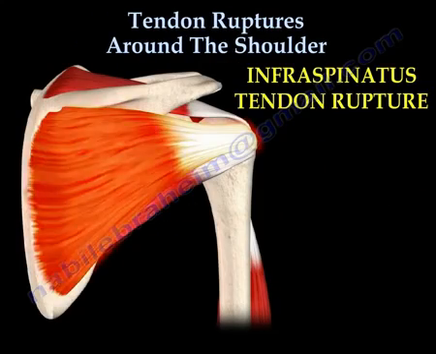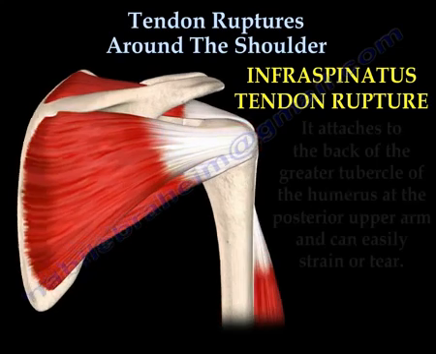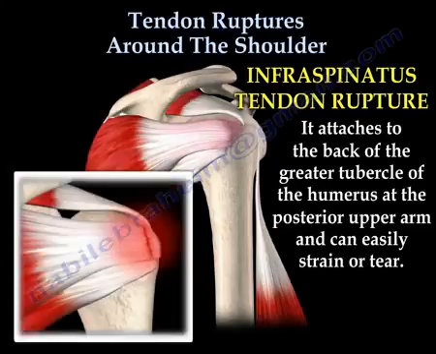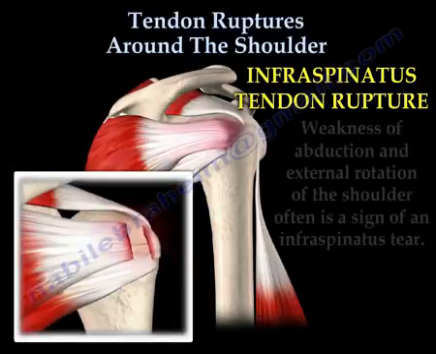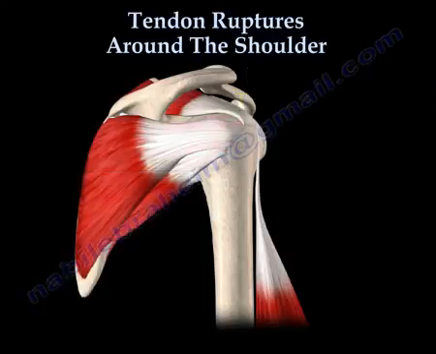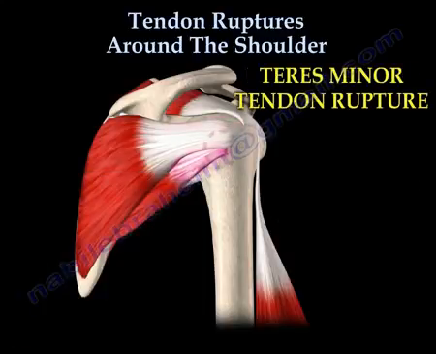Infraspinatus tendon rupture. The infraspinatus attaches to the back of the greater tubercle of the humerus at the posterior upper arm and can easily strain or tear. Weakness of abduction and external rotation of the shoulder often is a sign of an infraspinatus tear. Rupture may also include the tendon of the teres minor.